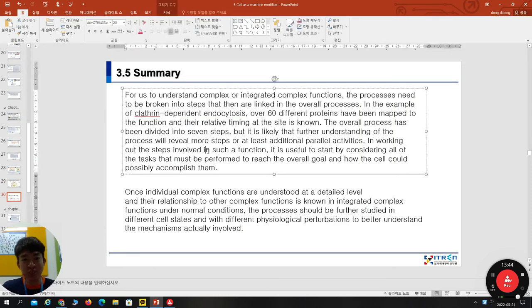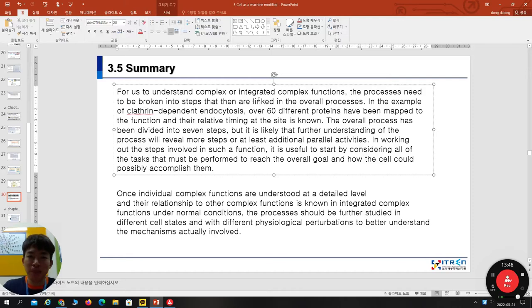So in summary, for us to understand an integrated complex function, the process needs to be broken into steps from the human perspective, then linked in the overall process. In the example of clathrin-independent exocytosis, over 60 different proteins have been mapped to the function and their relative timing at the site is known.